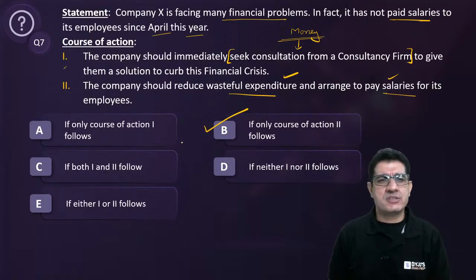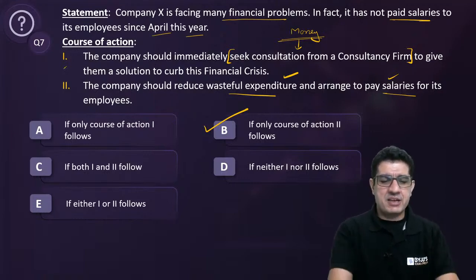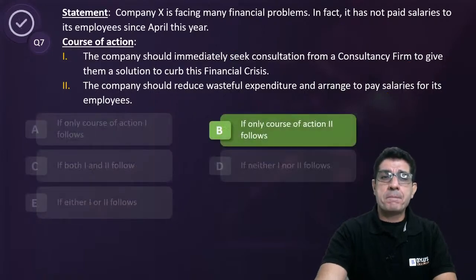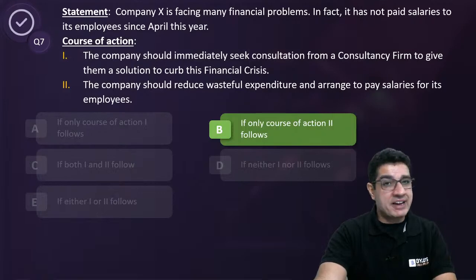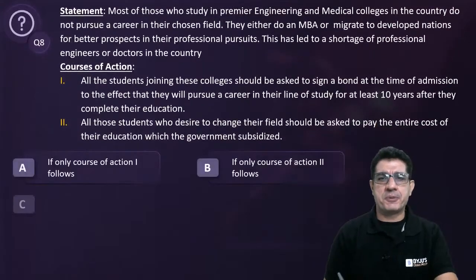So first can be ruled out because you don't have money. Second, definitely yes, and therefore answer for question number 7 is option B. Let me take you to the next course of action question. Let's refine this process even further.